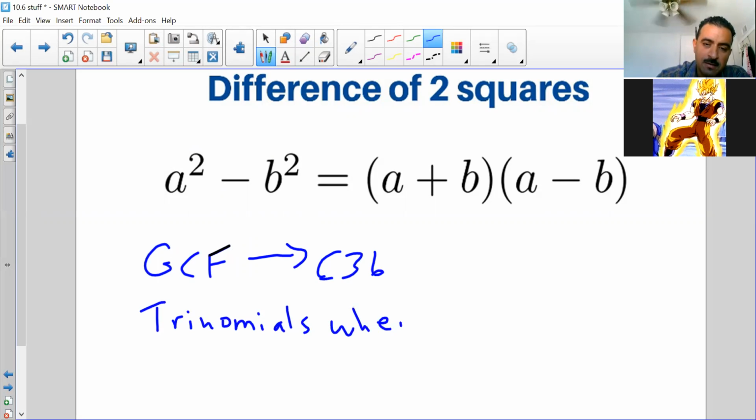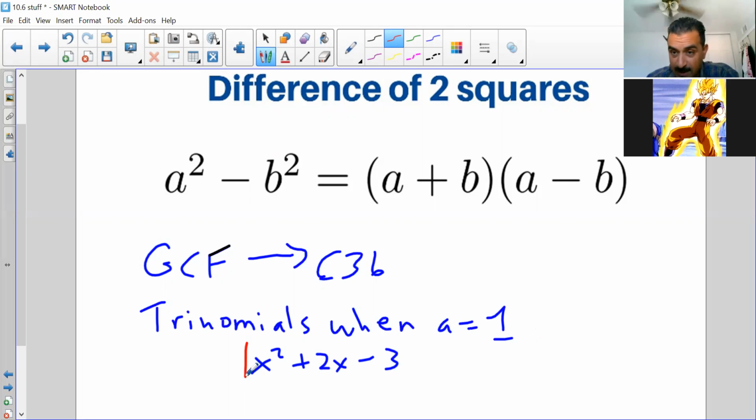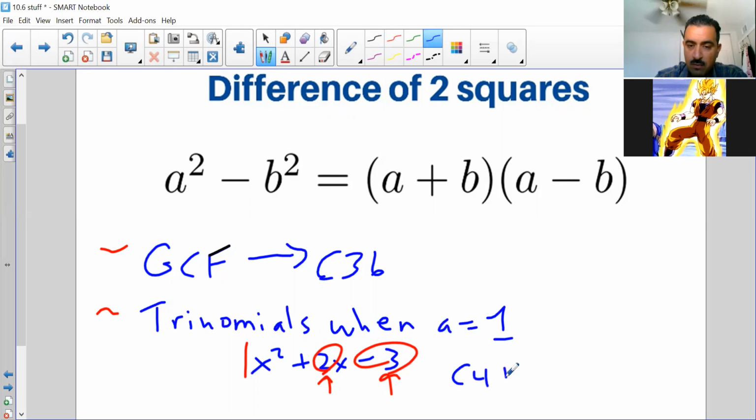When A is 1. In other words, trinomials that look like this: x squared plus 2x minus 3. Notice how A is equal to 1 right here. Those were easy. Remember, we just have to find 2 numbers that multiply to become -3, but add to be 2. That's the second factoring method that I taught you, and if you want to review that, that's lesson C41 and lesson C42.